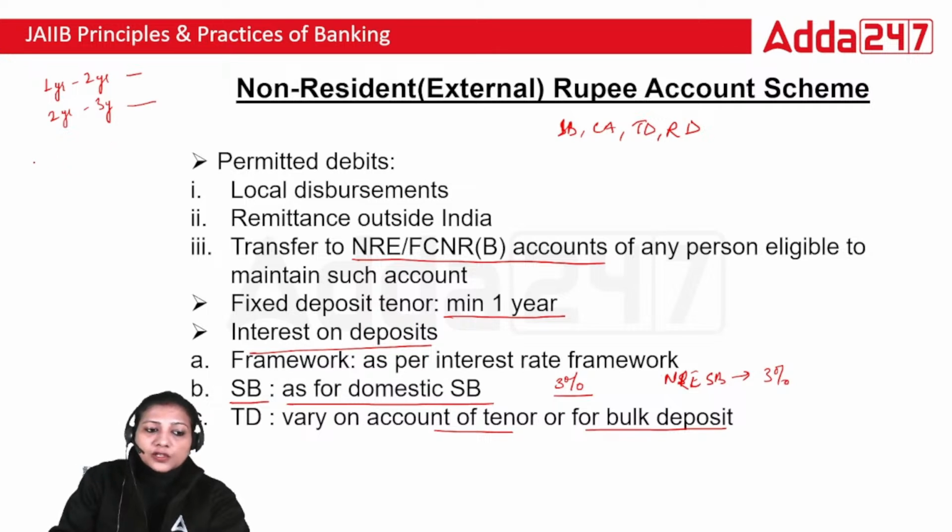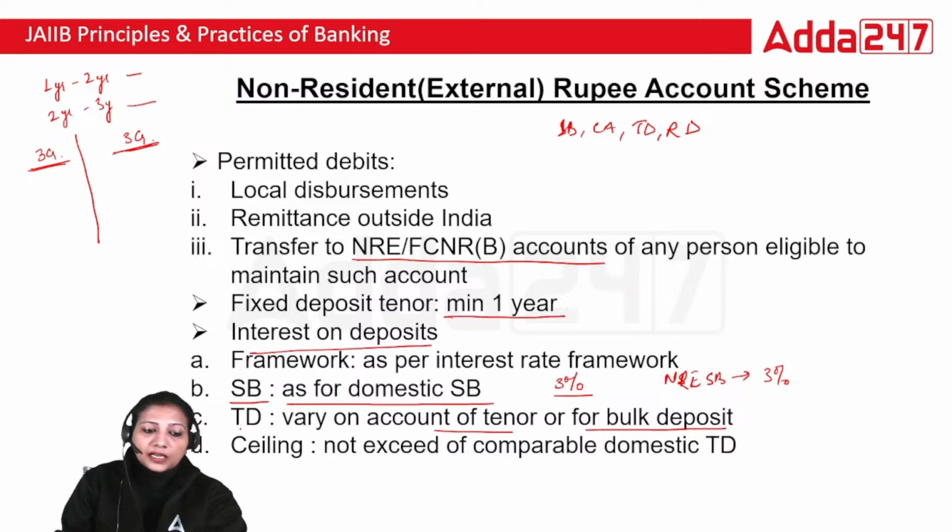And we also know that for normal deposit, which we do below 3 crore, now for bulk deposit, we need at least 3 crore. Earlier it was 2 crores. So for both deposits, the bank gives a different rate of interest. For bulk deposit, the rate of interest is different for different tenors, and for below 3 crore, which is not bulk deposit, the interest rate is different for different periods. So that will also be applicable to the TD account in case of NRE account.